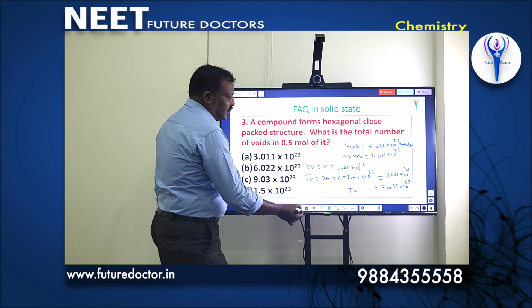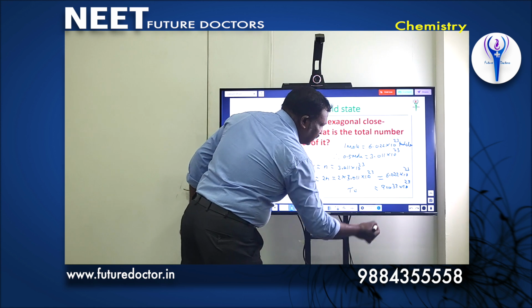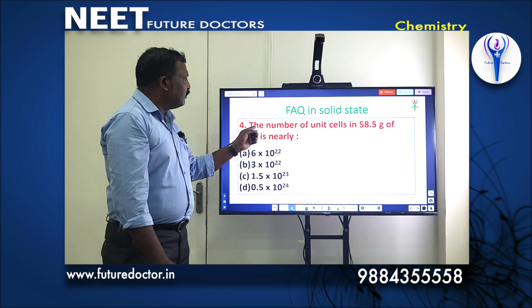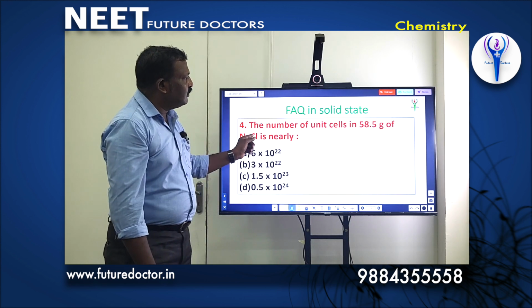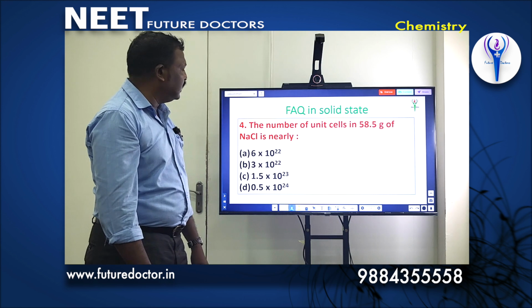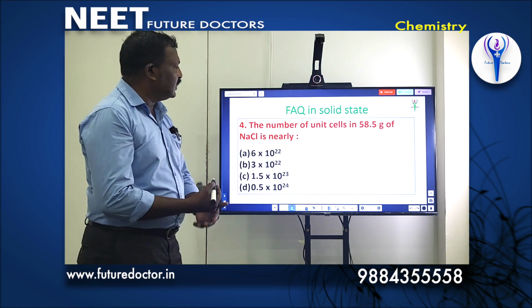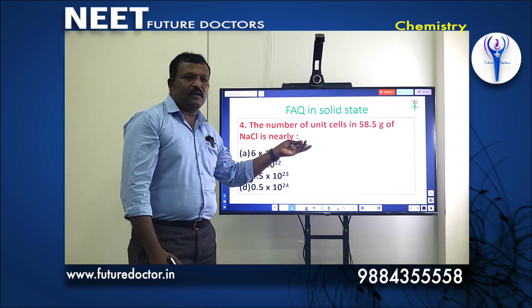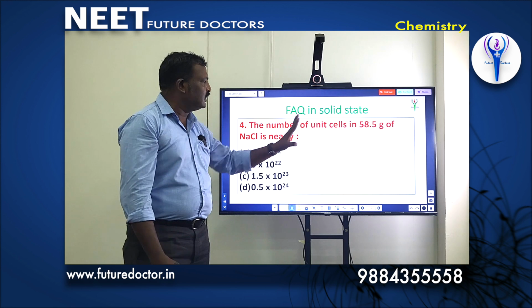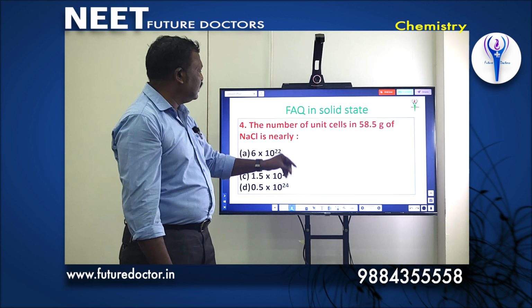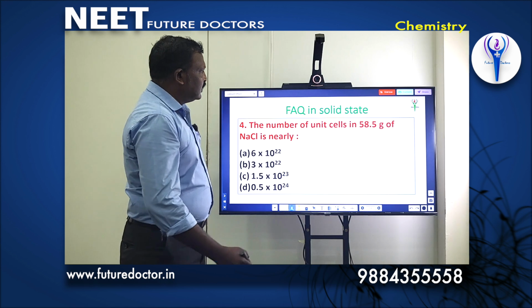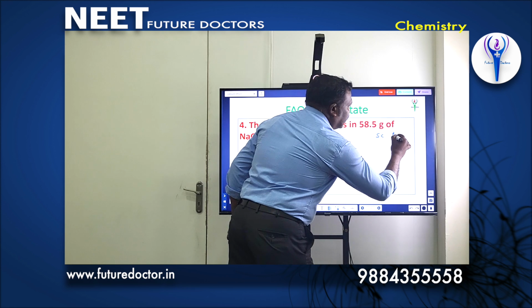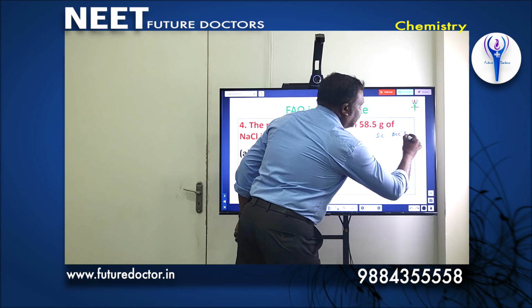Now let us pass on to the next one. See the question: number of unit cells in 58.5 gram of NaCl is nearly. That's the question. You know the types of unit cell, cubic unit cells: face centered, simple cubic, body centered. So many types of unit cell are present, and in each and every unit cell atoms are present.